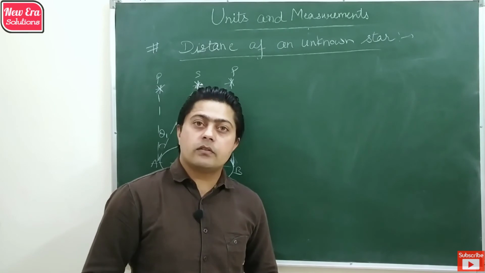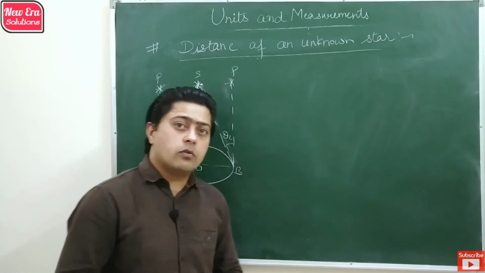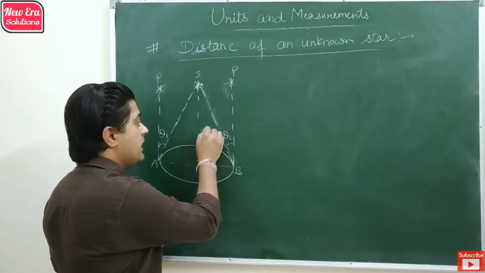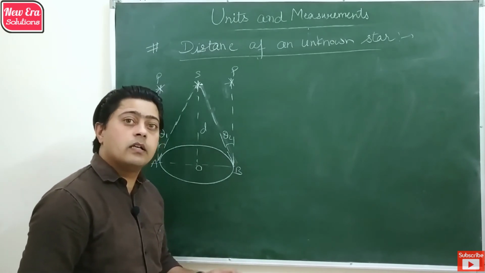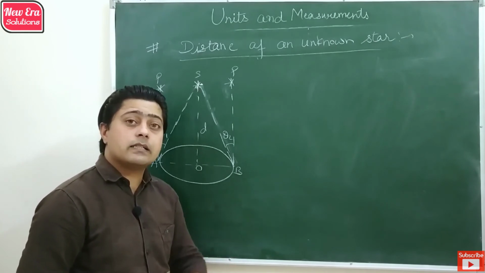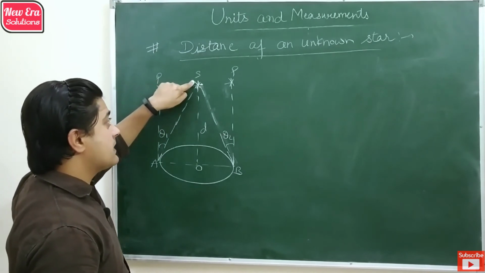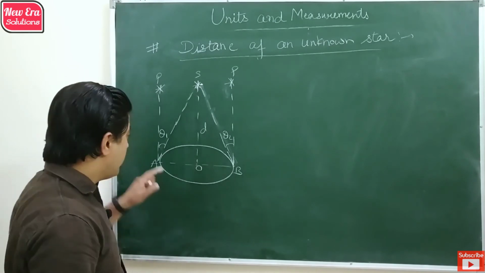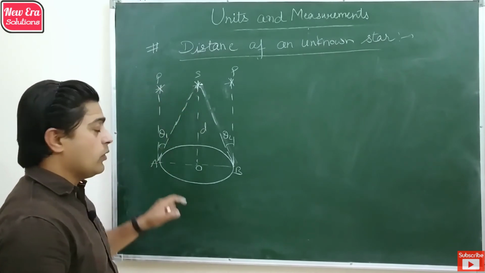Now the second application of parallax method is that by using it we can measure the distance of an unknown star. To illustrate that, let we have a star S whose distance small d we are going to measure. For that we have to take a polar star with respect to which we can measure the parallax angle for that unknown star. So let P be a polar star and S the unknown star whose distance we are going to measure. Let at a certain point on earth we measure the angle theta 1 by observing the unknown star with respect to the polar star.